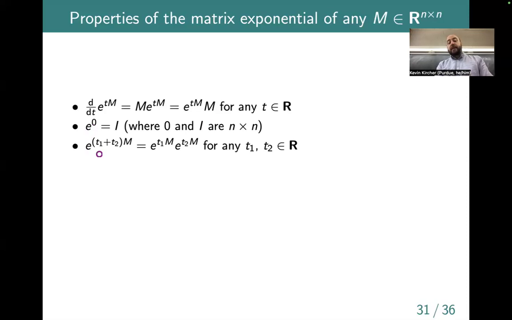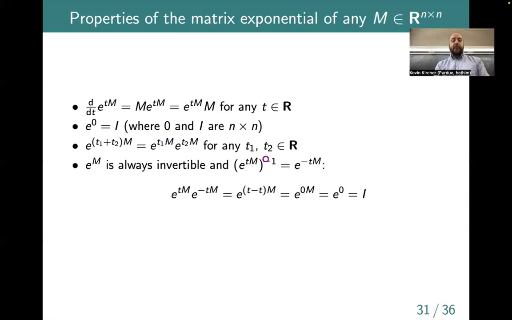If we have e to the a plus b, that can be written as e to the a times e to the b. And we have a similar formula for the matrix exponential. Basically, we get e to the t1 M times e to the t2 M, and this holds for any real numbers t1 and t2. And then it turns out that e to the tM is always invertible, and if you take its inverse, you can show that it is equivalent to e to the negative tM.